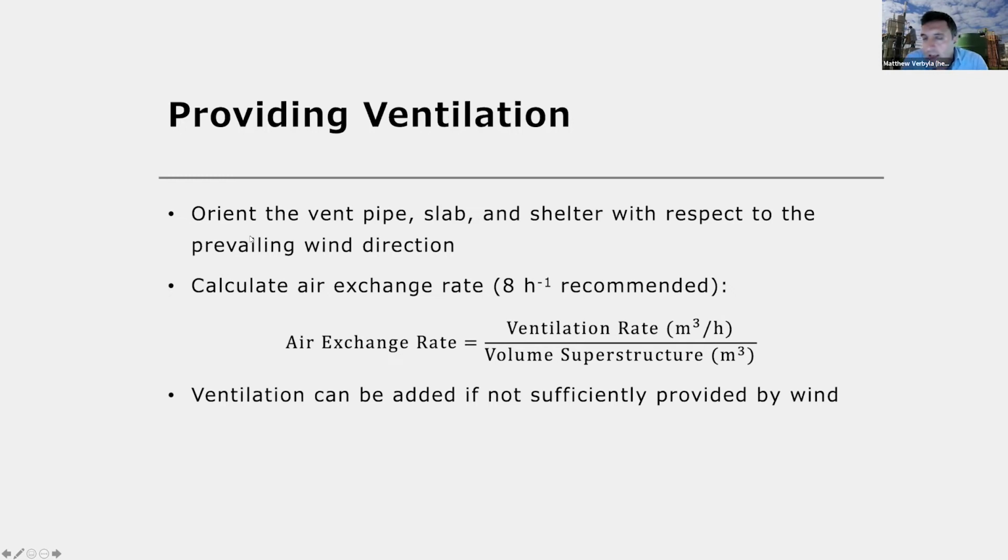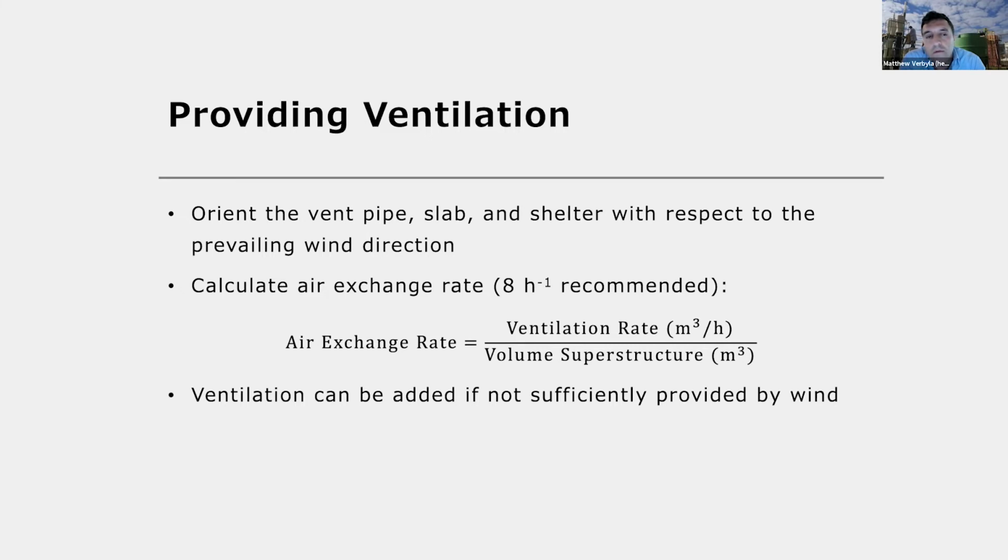In terms of ventilation, the superstructure that goes above the pit can be properly ventilated by orienting the vent pipe, the slab, and the shelter with respect to the prevailing wind direction, or by installing an HVAC system to provide ventilation mechanically. The air exchange rate is calculated as the ventilation rate, or the cubic meters of air per hour passing through the superstructure, divided by the volume of the superstructure in cubic meters, for example. And an air exchange rate of 8 hours to the -1 is the recommended value.